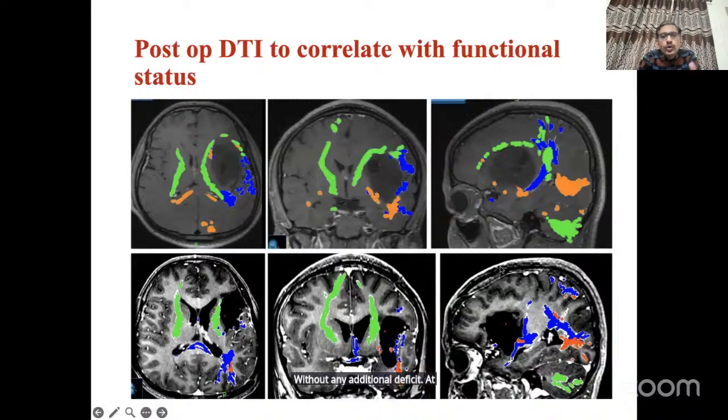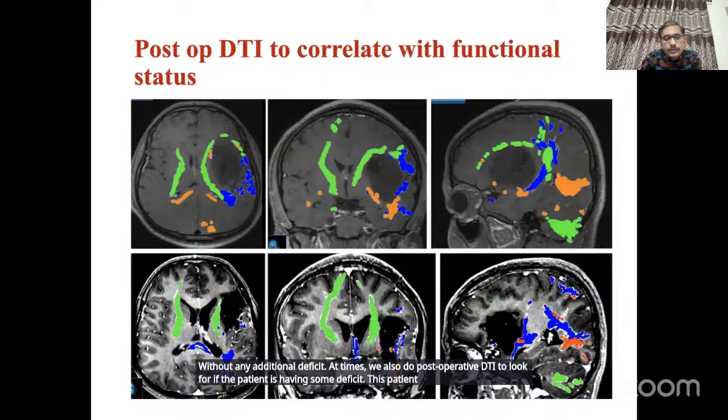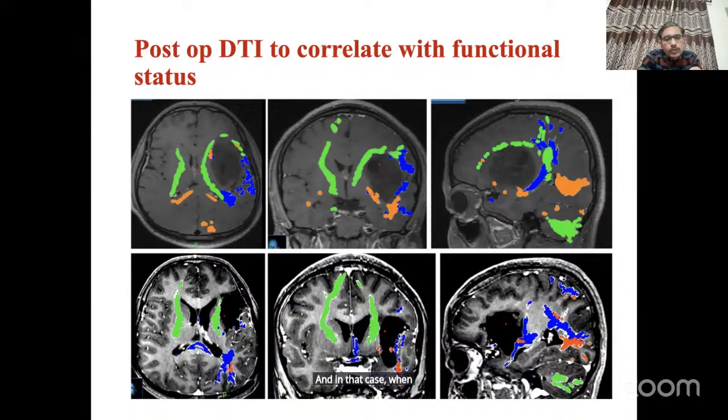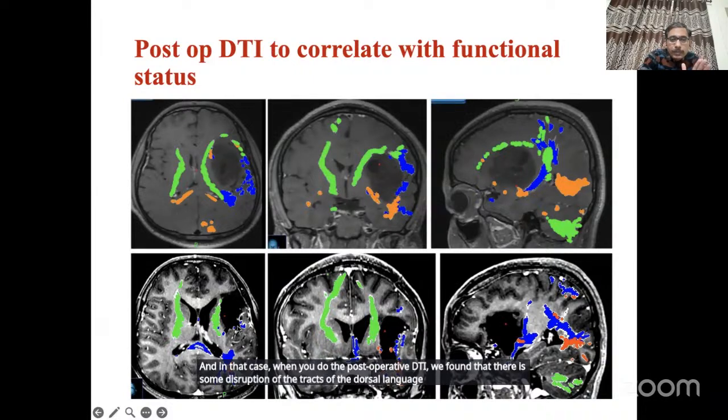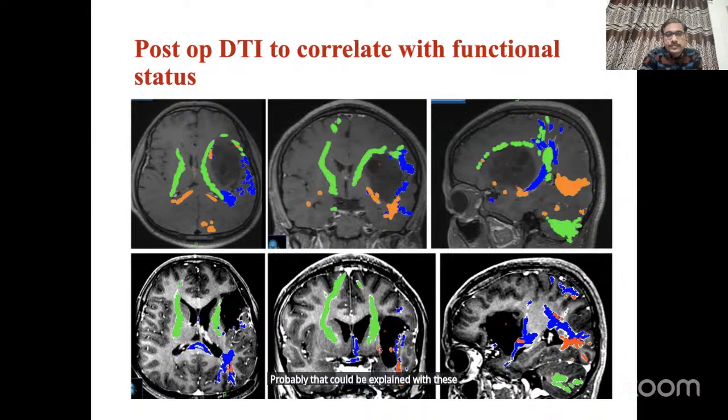At times, we also do postoperative DTI to look for whether the patient has some deficit. This patient was professionally planning for some skilled work. He was preparing for chartered accountancy, and the patient was having some error in calculation and in recall. In that case, when we did the postoperative DTI, we found some disruption of the tracts of the dorsal language pathway, which probably resulted in the functional deficit in the postoperative period. Although the patient was active and not having any problem, when he was trying to get back to his profession, he faced some difficulty in calculation. Probably that could be explained by these tracts or their connection.